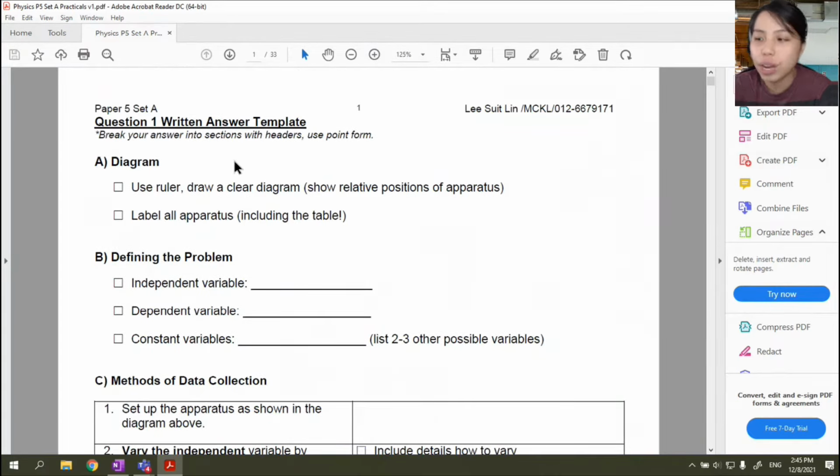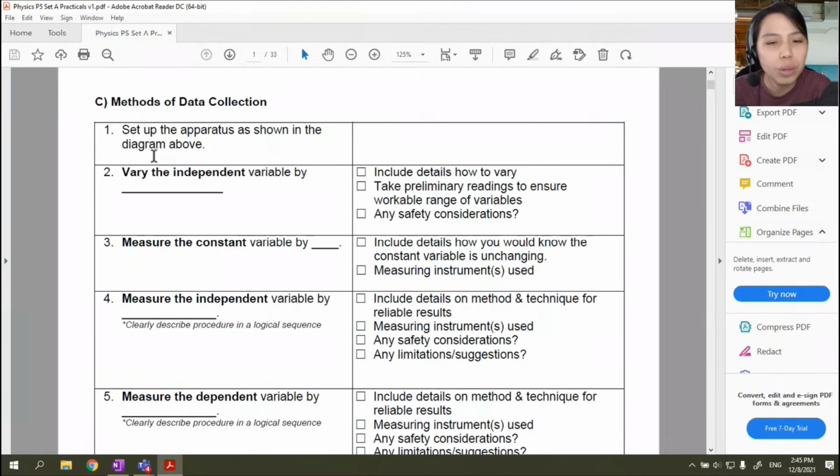It's a checklist to help you when you just start off. Diagram must have what? Define the problem, must select your variables. Then your method, one by one, checklist. We're not going to use it today. We're going to use another one.